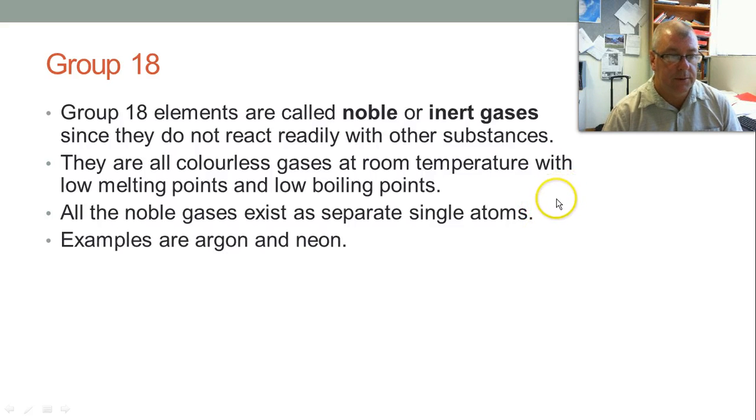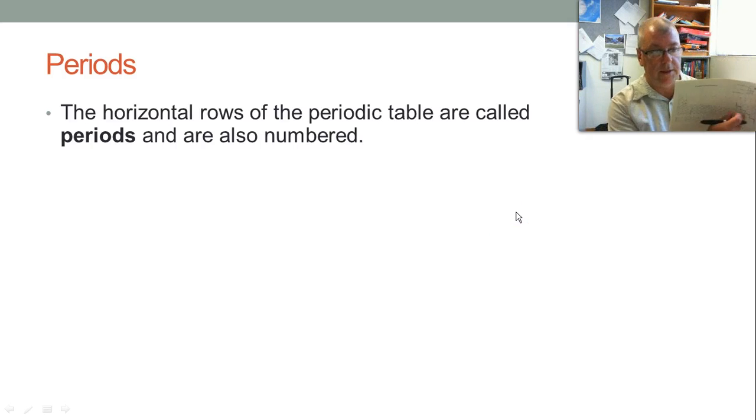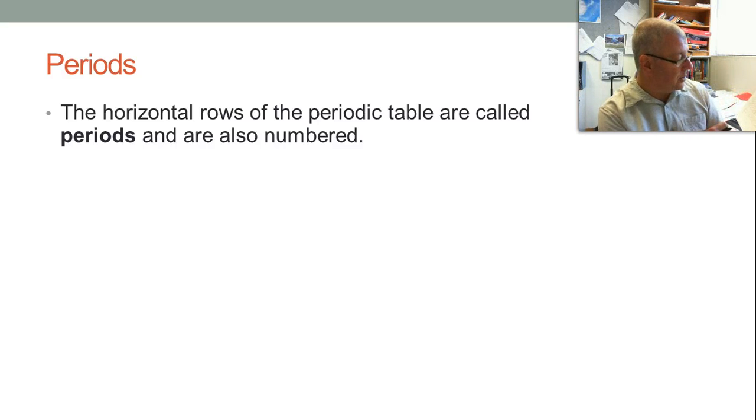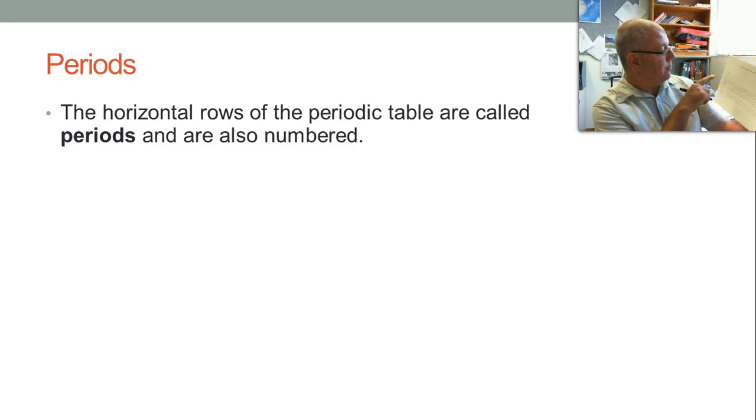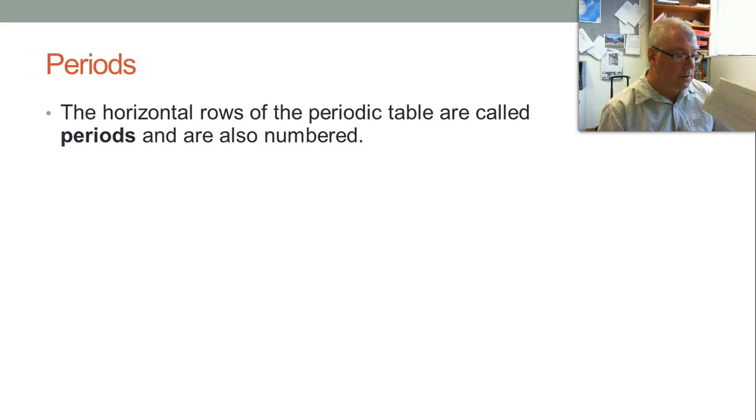A couple of examples. Now the other thing that we need to know in the periodic table are the periods, which are basically the horizontal rows, and these are also numbered. They number them from 1 down, and although the one in your information booklet doesn't have the numbers for you, the periodic table in your textbook has the numbers there for you.